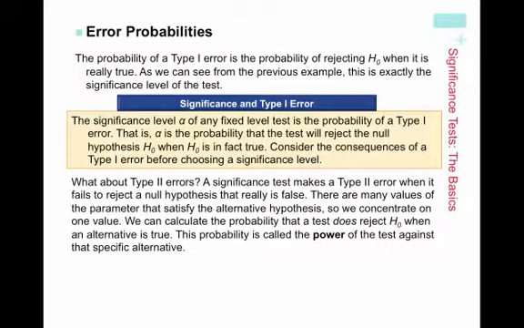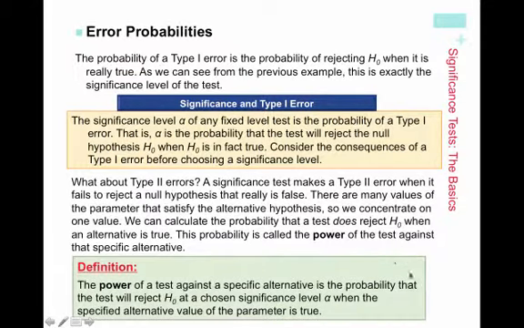A significance test will make a type 2 error when it's failing to reject the null that's really false. There's a lot of values of the parameter that satisfy an alternate hypothesis, so we're going to look at one value at a time when we're looking at type 2 error. We can calculate the probability that a test does reject the null when an alternative is true. This probability is called the power against that specific alternative.